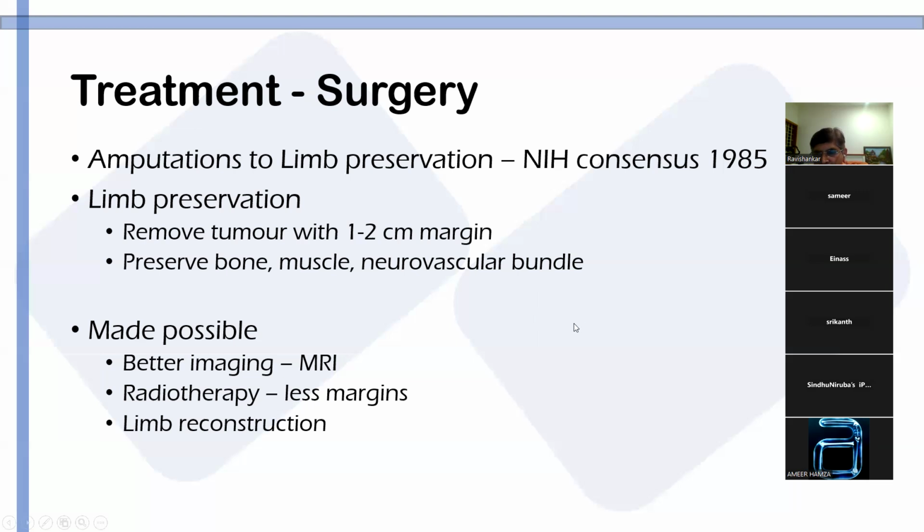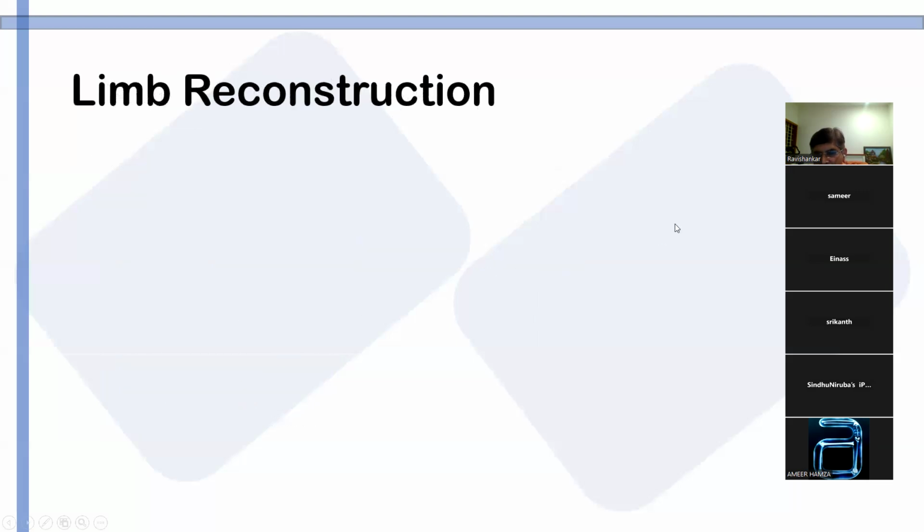Okay, these are the important things. When we talk about limb reconstruction, I'm not going into the excision or the technique of excision. If you have any questions, specific doubts, I'm sure we're all here, myself, Rajesh, Shrikant, and Ravi, we can all deal with it. When we talk about limb reconstruction, we know what are the kinds of reconstructions that are in vogue now, which prevent or avoid an amputation.